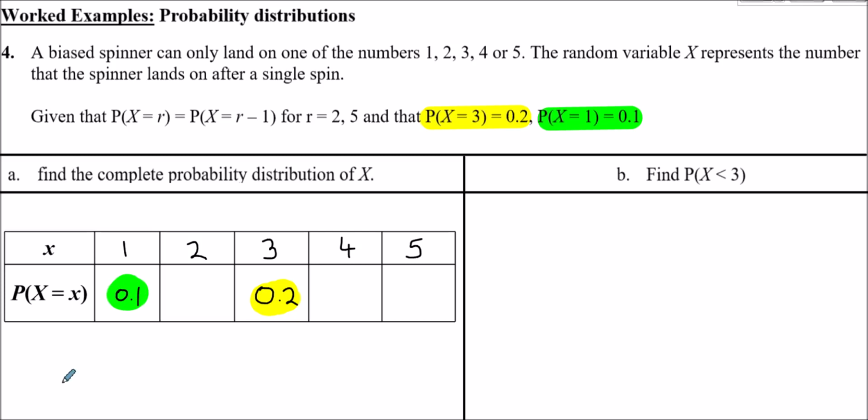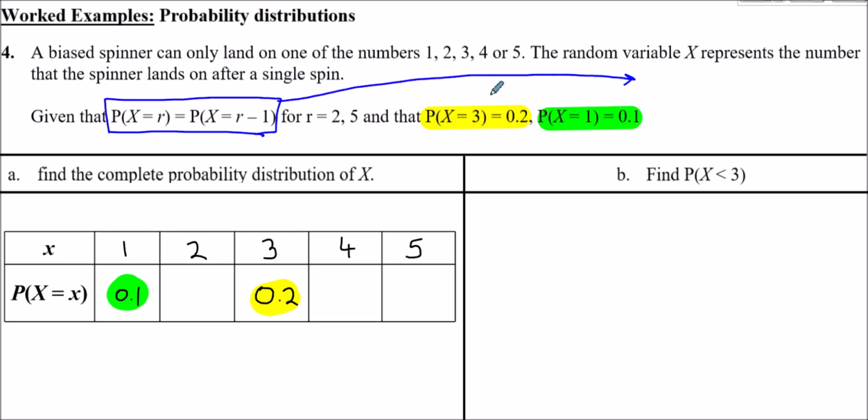Now what might throw you is how the next bit has been worded. It's been worded in quite a strange way, this here. So when r is 2 and 5, we've got this thing here. So let's just take it and put numbers in. When we put numbers into this, it will seem easier and more obvious to follow. So the probability that X equals 2, for example. So let's use r as 2. So when X is 2, that's the same as the probability that X is r minus 1, which is 2 minus 1, which is 1. So all it's saying here, in a very fancy, confusing way potentially, is the probability of it being 2 is the same as the probability of it being 1. That's for r being 2.